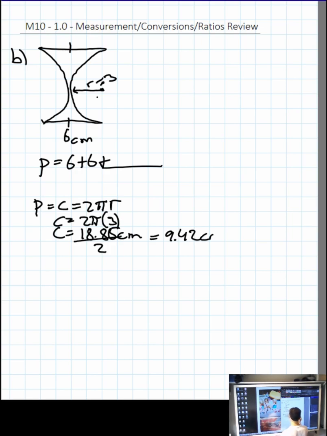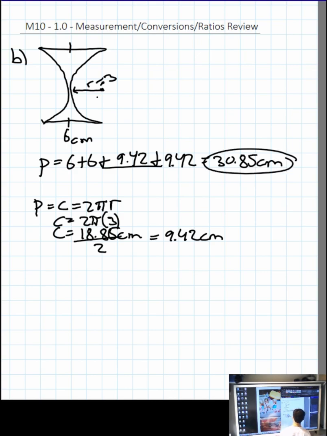centimeters. Now we can take this above where we're calculating the perimeter, 6 plus 6 plus 9.42. Now there's 2 of them, so plus 9.42. This will equal 30.85 centimeters. Circle your answer.